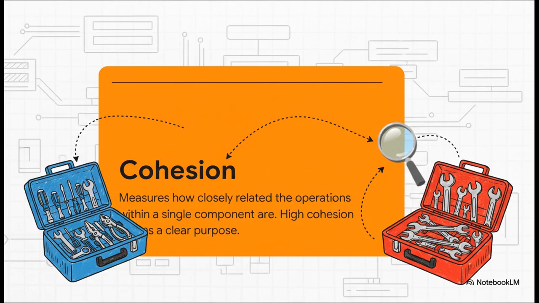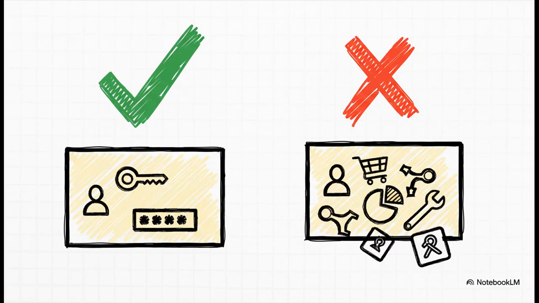Think of it like a perfectly organized toolbox. All the screwdrivers are in one drawer, all the wrenches in another, everything belongs together. So, for instance, a module with high cohesion called user authentication would only handle logging in, logging out, and resetting passwords. A module with low cohesion would be a jumbled mess that handles authentication and calculates shipping costs and formats reports. You want high cohesion because it makes your code understandable, reusable, and way easier to fix when something breaks.